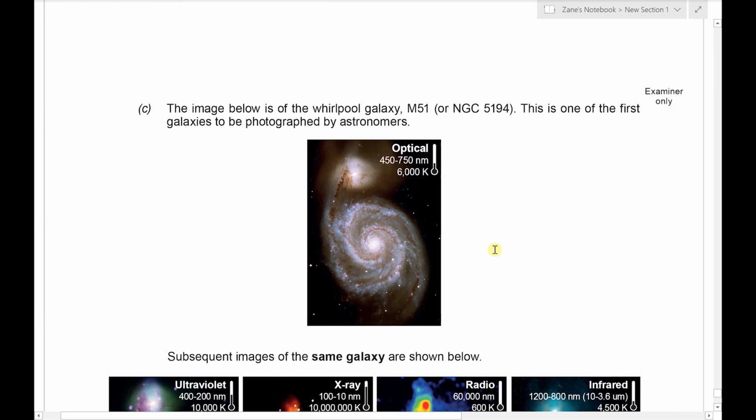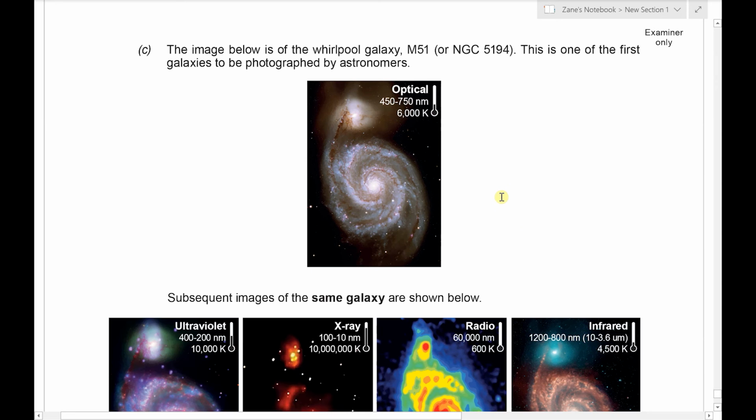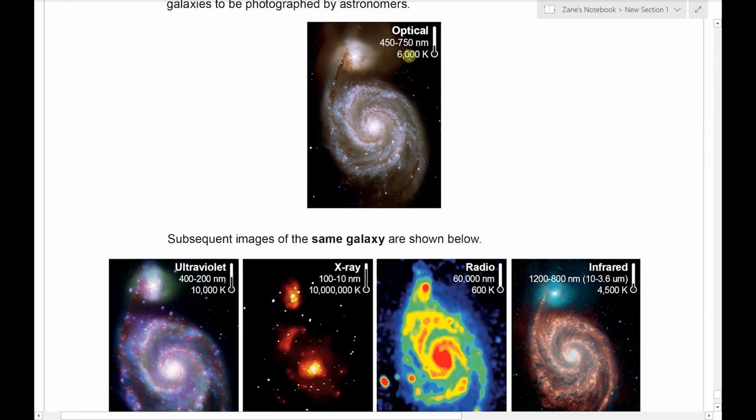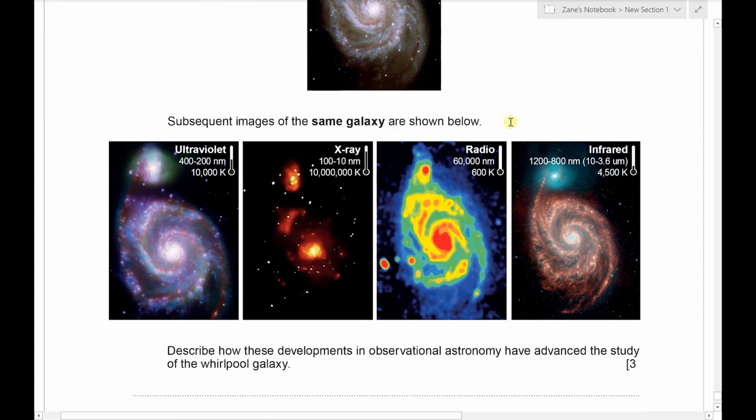On the final part of the question, we've got an image of the Whirlpool Galaxy, one of the first galaxies photographed by astronomers. We've got different images, one using the optical or visual part of the spectrum, one in ultraviolet, one in X-rays, one in radio waves, one in infrared. And we're going to describe how these developments in observational astronomy have advanced the study of the Whirlpool Galaxy.